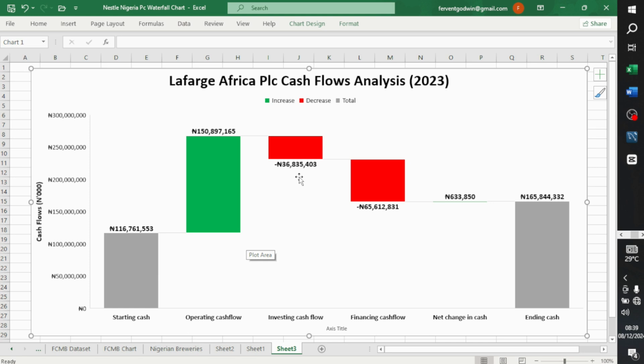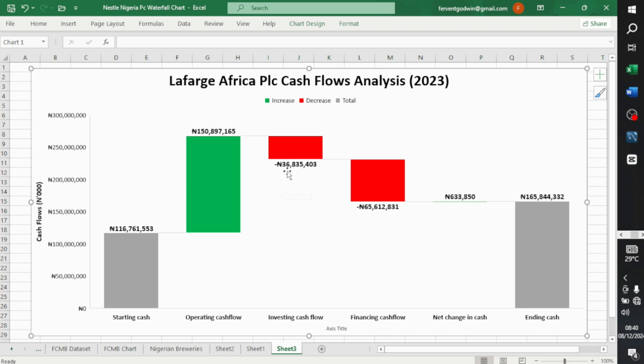The investing cash flow, we can see that it's showing a negative value, which is minus 36.8 billion. Now, I sometimes mentioned in one of my videos where I did a cash flow analysis for a particular company, that when a company's financial record is showing negative, it indicates danger and calls for attention.